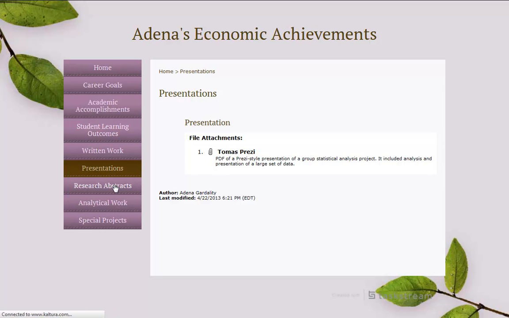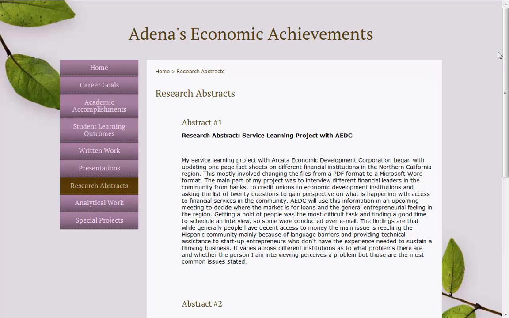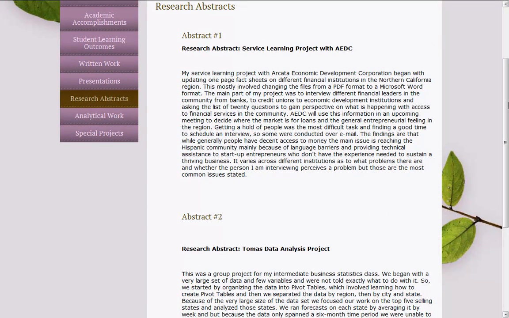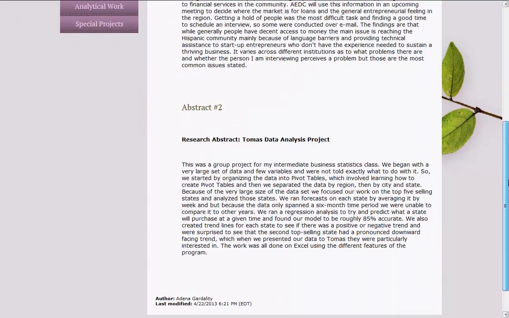In here are research abstracts. This is where you write up a summary of research projects that you've worked on. Now it could be one of your descriptive research papers that you wrote for one of your classes. Alternatively, it could be a project that you worked on in some other capacity. In Adina's case, she took our Econ 470, which is our service learning course, and she did a research project for AEDC, and so that's what she wrote about here for her first research abstract.